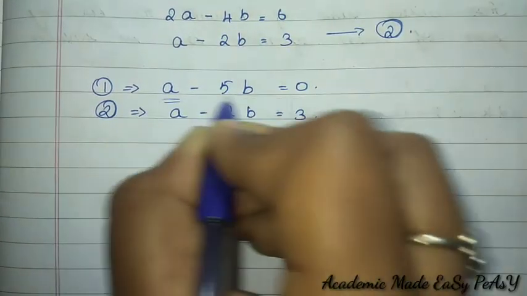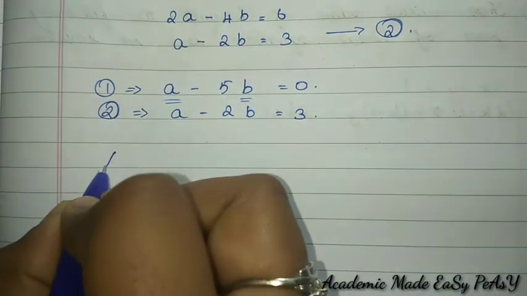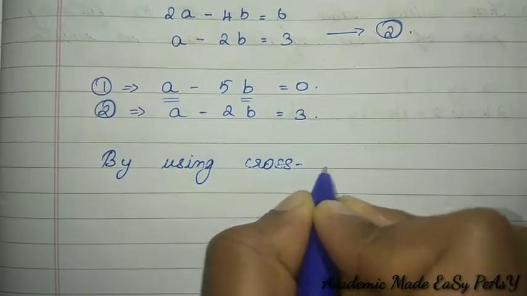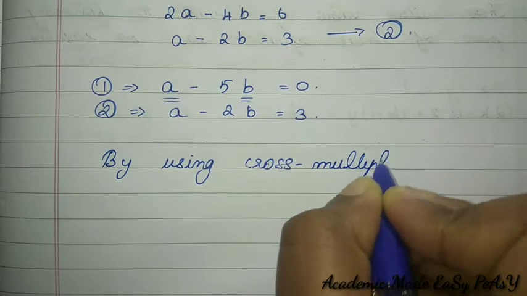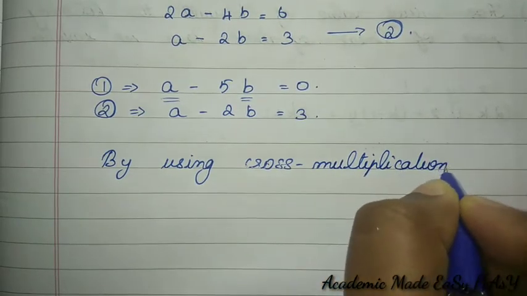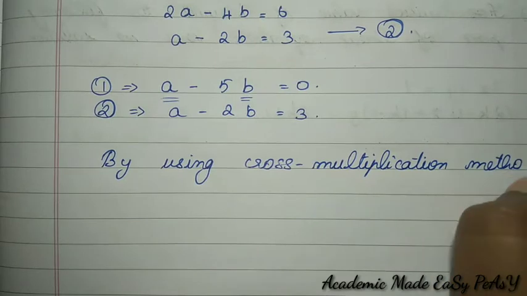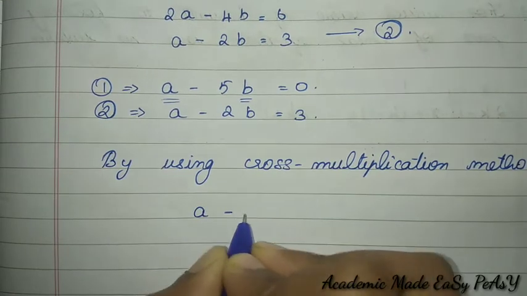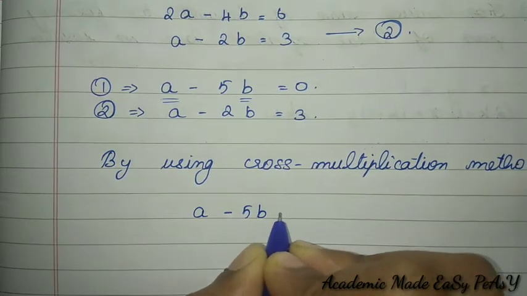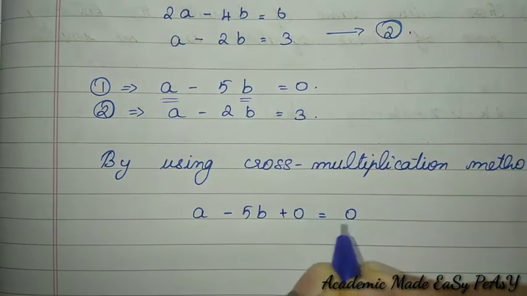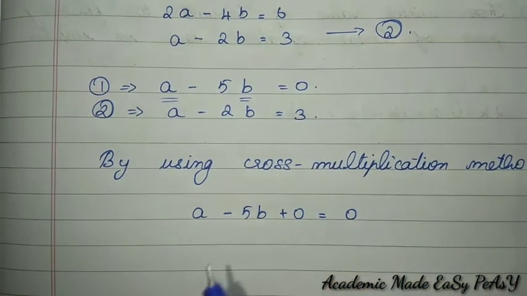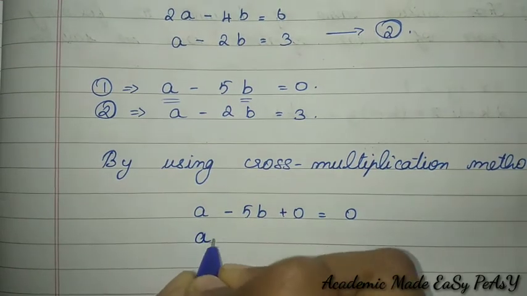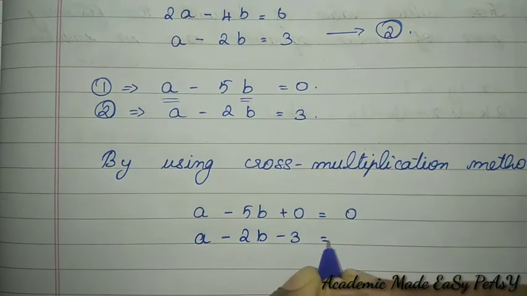Now our a and b become the two variables. By using the cross multiplication method, our standard equation will become a minus 5b plus 0 is equal to 0, because we should write it in the form of a1, b1, c1, a2, b2, c2 and so on. So only I wrote 0 over here. And a minus 2b minus 3 is equal to 0.